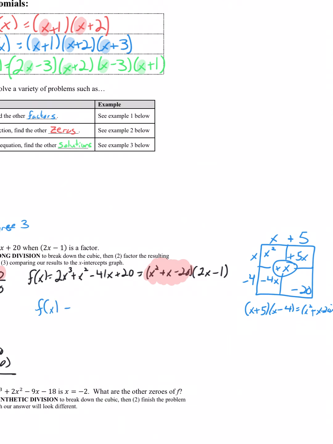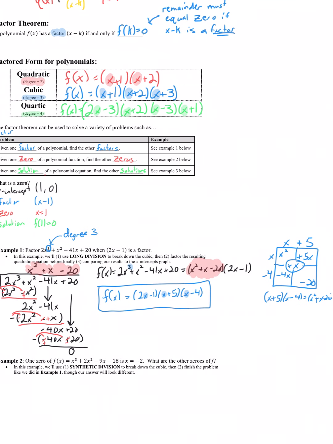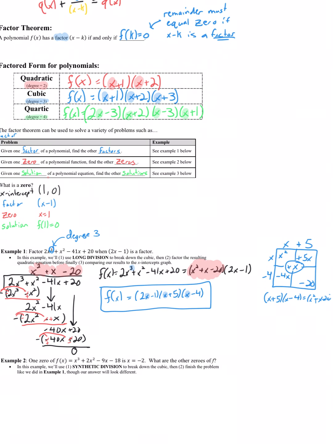So now I can say my factored form then is going to be 2x minus 1 times x plus 5 times x minus 4. Now I've got 3 x's. In standard form, I had an x to the third. So I have found my factored form polynomial. All because I got it down to a quadratic, and then I have methods for factoring quadratics already. So that's kind of what we're working towards now.